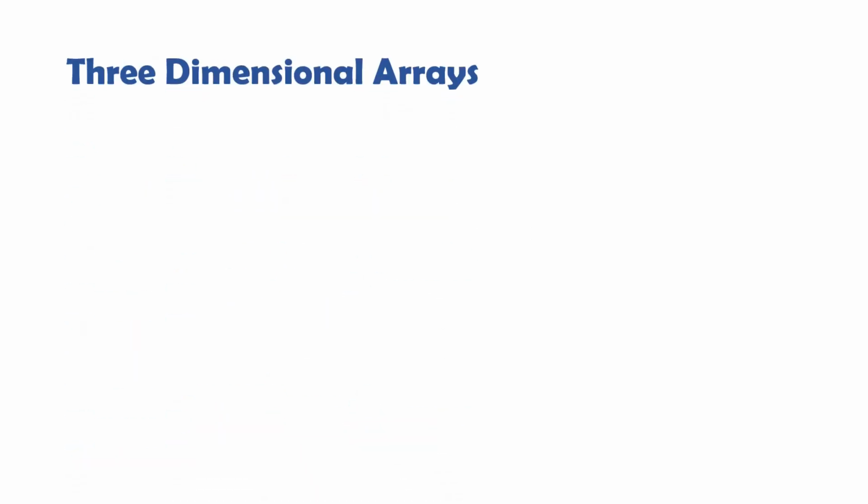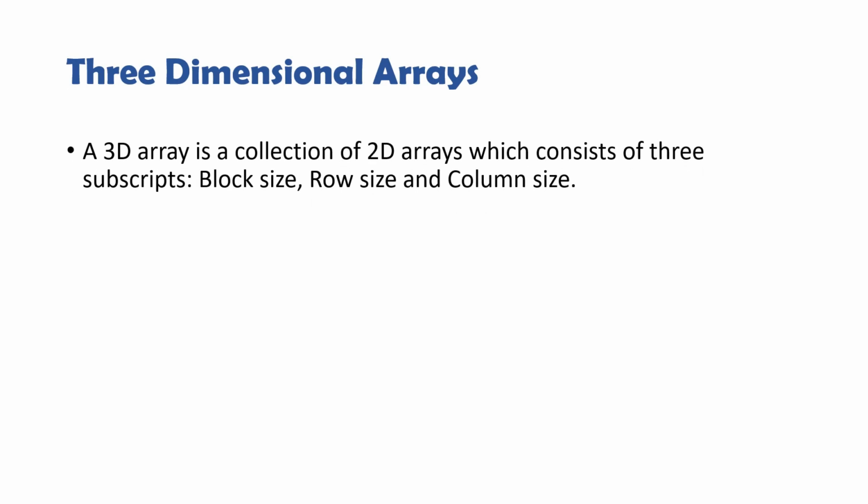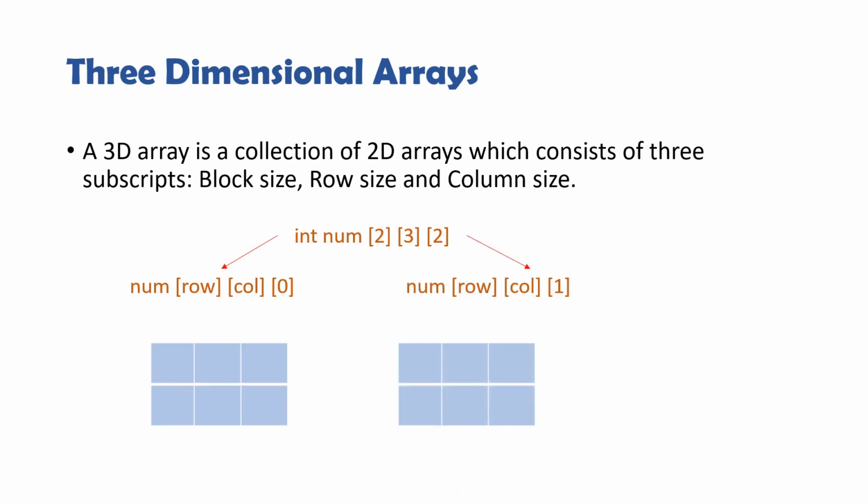Similarly, we have 3-dimensional arrays. A 3D array is a collection of 2D arrays which consist of 3 subscripts, that is block size, row size, and column size. Here you can see the example for that. The first one is the block size, the second one is the row size, and the third one is the column size. So this happens to be the first block and this happens to be the second block. This is how 3-dimensional arrays are represented.